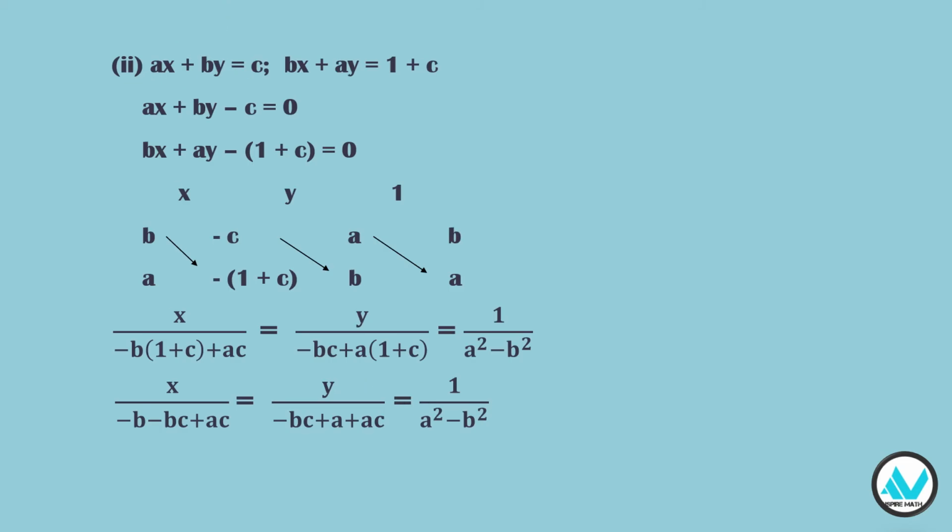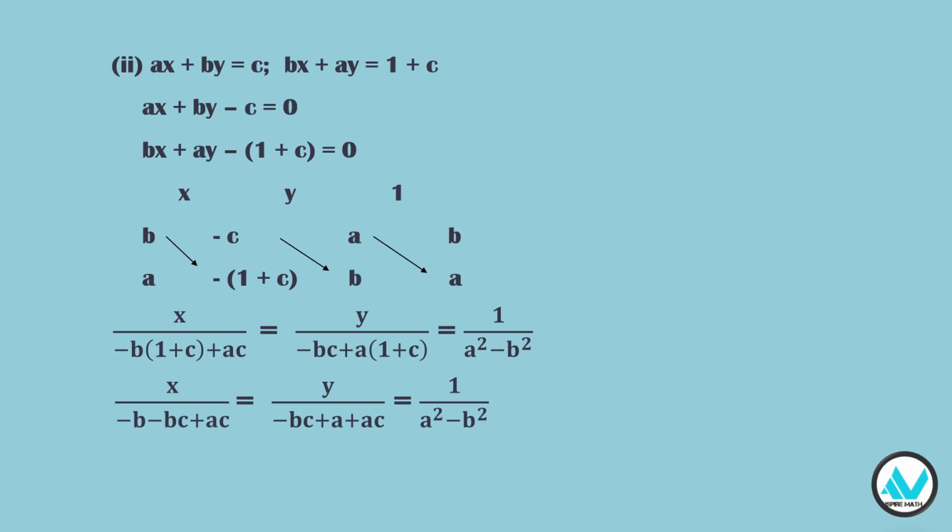For the second sum, ax plus by equal to c, bx plus ay equal to 1 plus c. Now let me take the c inside. I get ax plus by minus c equal to 0, bx plus ay minus of 1 plus c equal to 0. As I told you previously, for sums of this type, let us go for the cross multiplication method, because elimination or substitution might be a bit tedious.